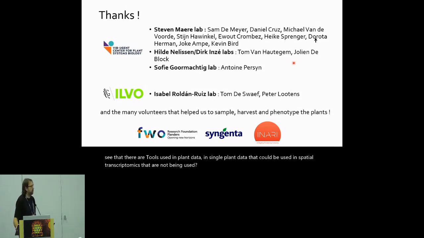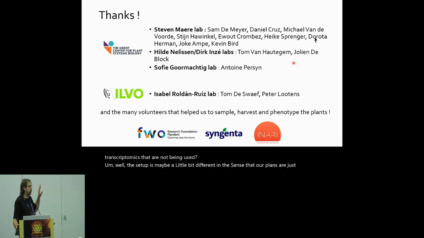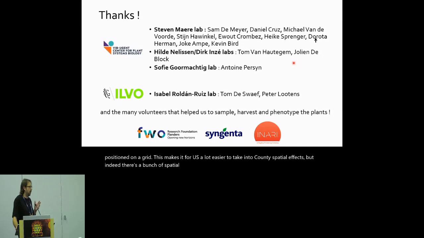Well, the setup is maybe a little bit different in the sense that our plants are just positioned on a grid. This makes it for us a lot easier to take into account the spatial effects. But indeed, there's a bunch of spatial effect correction algorithms, which I think are underused in spatial transcriptomics currently, especially if it goes into hypothesis tests and so on. You have to really take those effects into account. This is not always done correctly. And there's a whole array of different techniques.